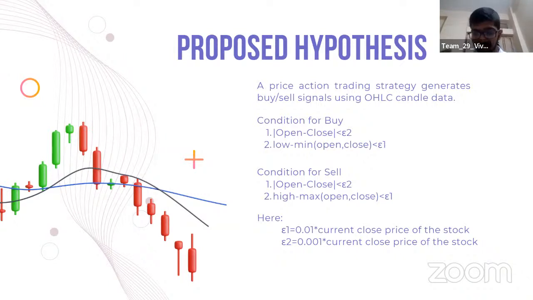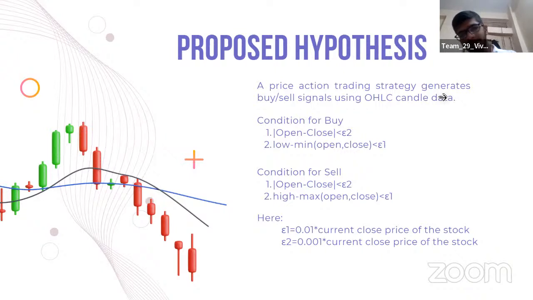We tried different values for epsilon 1 and epsilon 2. First, we started with 0.1 times the current close price of the candle, but with that we couldn't get any good results. So we implemented 0.01 times the current close price, and similarly for epsilon 2. This is the most optimum value of these parameters that we could get.